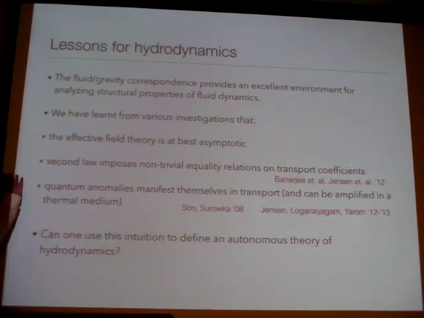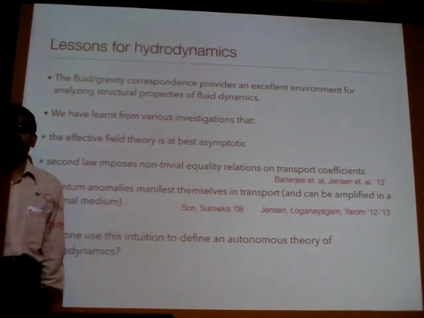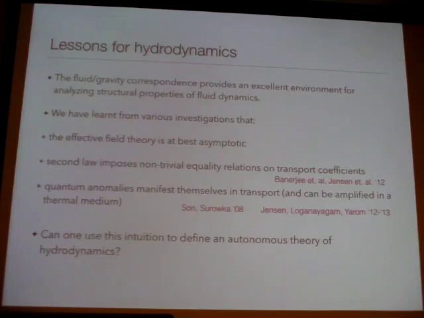We learned that there are non-trivial equality-type constraints. You don't just get inequality-type constraints which say that viscosities are non-negative. You also get some conditions which say that a certain class of transport is forbidden because it's inconsistent with the second law. And something which is quite remarkable and really fascinating is that if you have a theory with an underlying anomalous symmetry, that anomaly manifests itself, and it manifests itself in a tangible fashion in hydrodynamics.